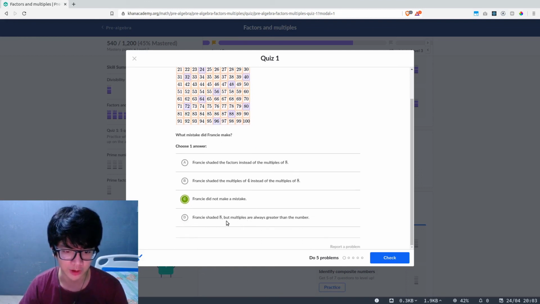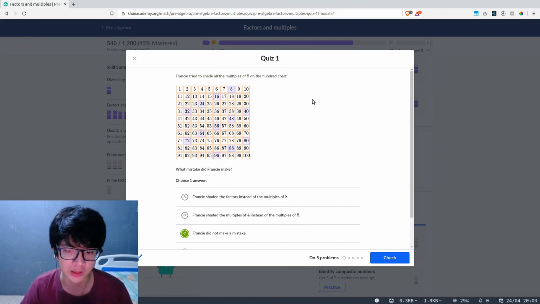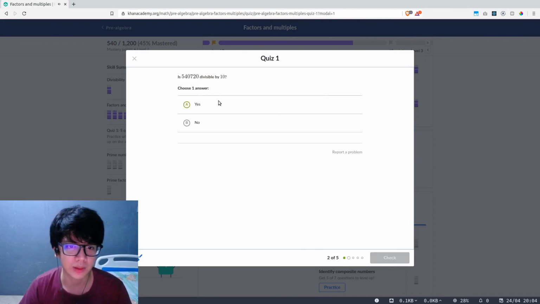What does that even mean, Francie? Shaded 8, but multiples are always greater than that. No. 8 is included. No? No, okay. Is it divisible by 10? Yes.